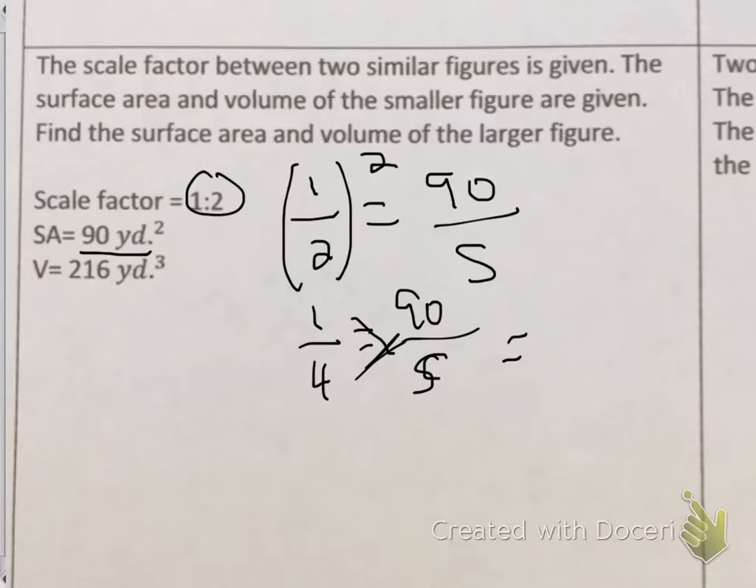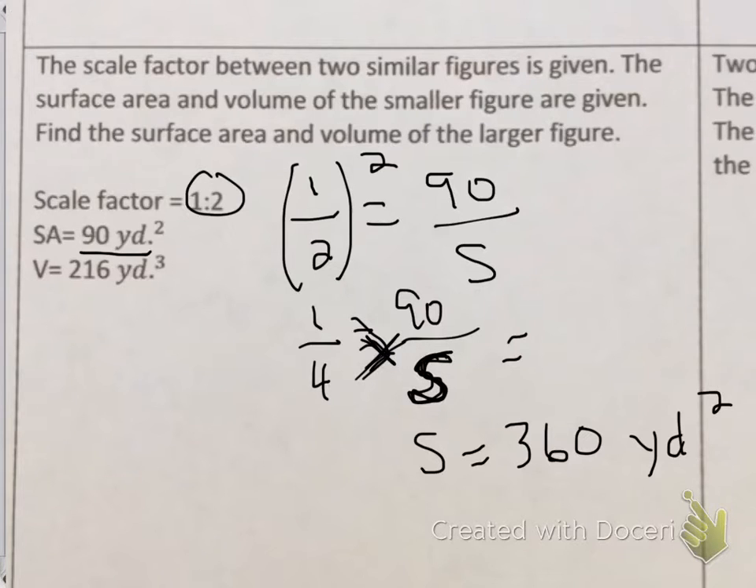This is my S. So coming back and just looking at this direction, I get 1S. And this direction, I get 360. So my surface area is 360 yards squared. I have to do the same thing to solve for my volume. So I'm going to set it up the same way.